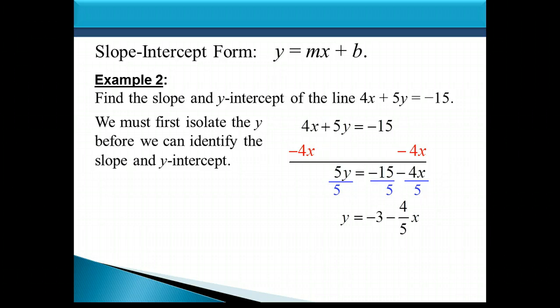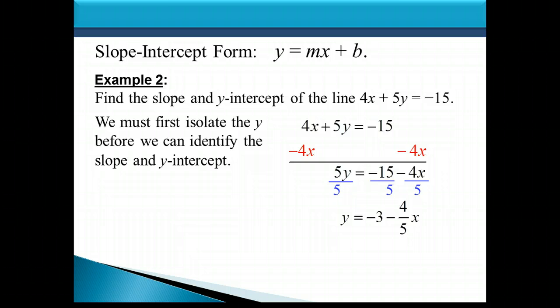Now when we simplify, we have y on the left side since the 5's will cancel out. Then negative 15 divided by 5 is negative 3. And negative 4 divided by 5 we would just write as negative 4/5. If that fraction could be reduced, we would go ahead and reduce it at this point, but this one cannot be reduced. So we end up with the equation y equals negative 3 minus 4/5 x.